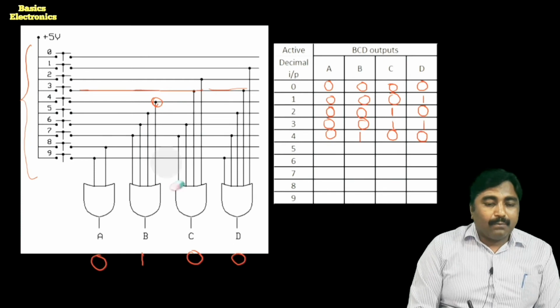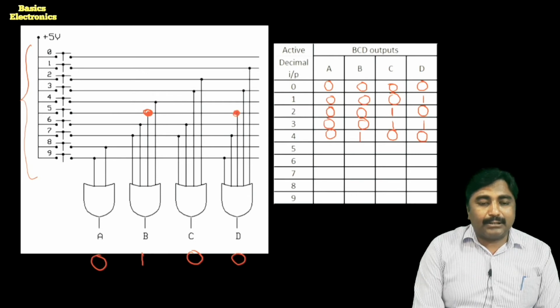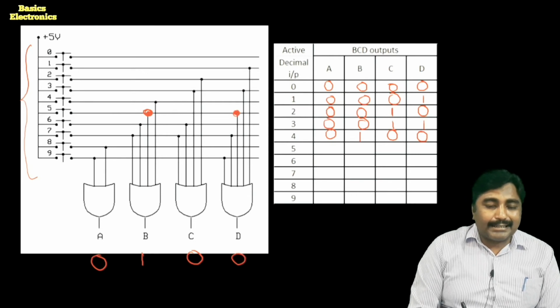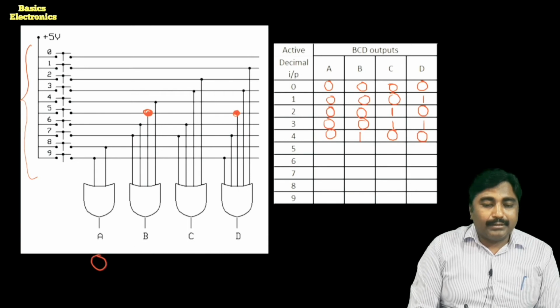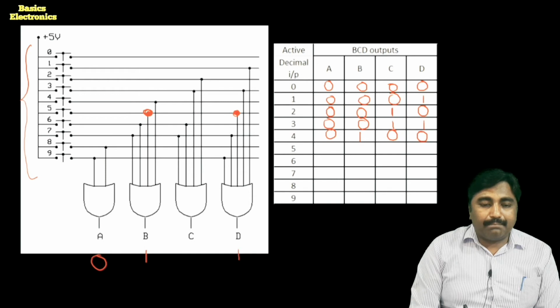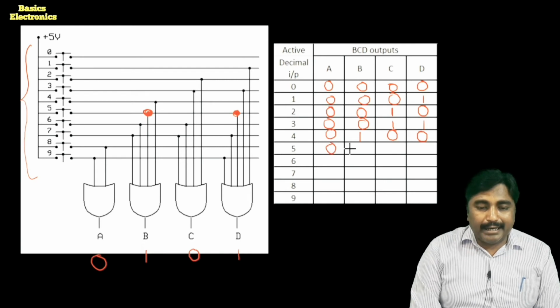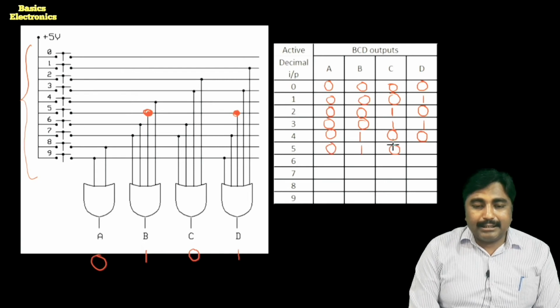Okay. Now when we apply the input 5, meaning we press the switch number 5, switch number 5 is connected here, and it is also connected to the last gate, the LS bit gate. So the output of the second gate is equal to 1. The output of the fourth gate is equal to 1. The outputs of A and C are 0, 0. So A is 0, B is 1, C is 0 and D is equal to 1.